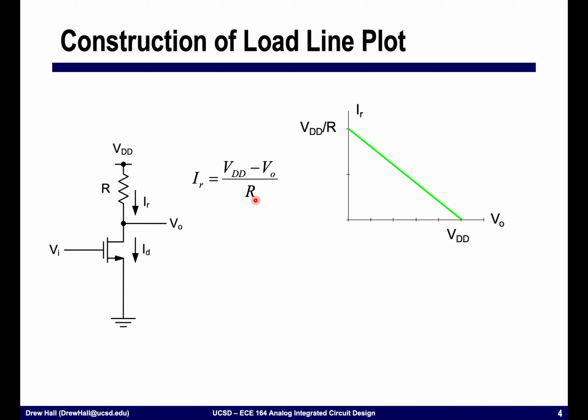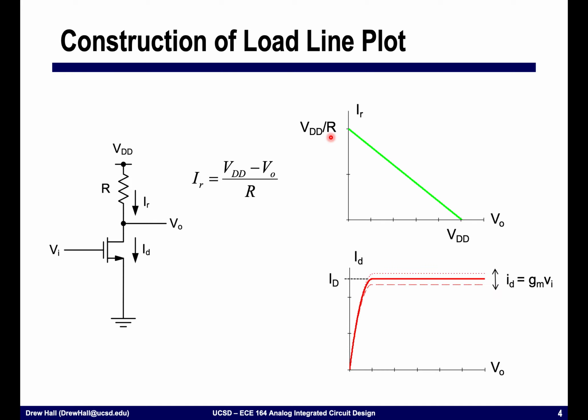On this x-axis, we hit the intercept of VDD. That is to say that when there is no current through this device, when I is equal to 0, there's no voltage drop, and so the output is equal to VDD. So this is pinned here at VDD. And then on the y-axis, when Vout is equal to 0, this current is equal to VDD divided by R.